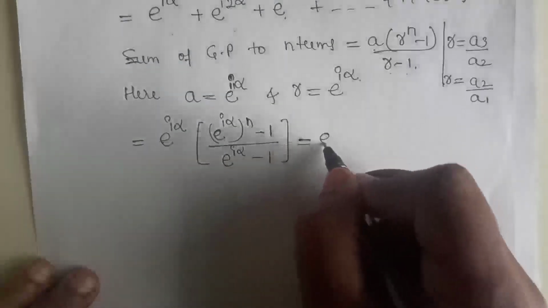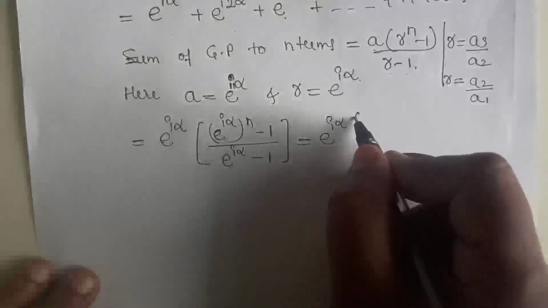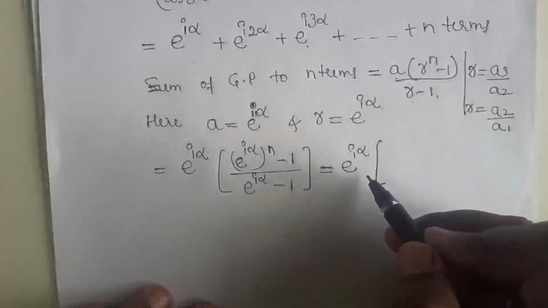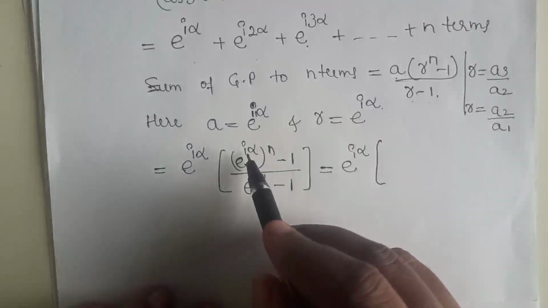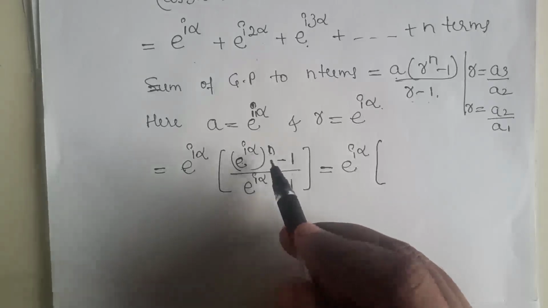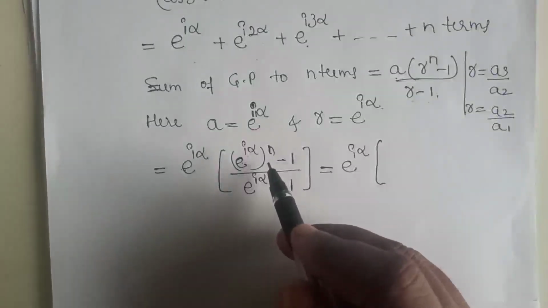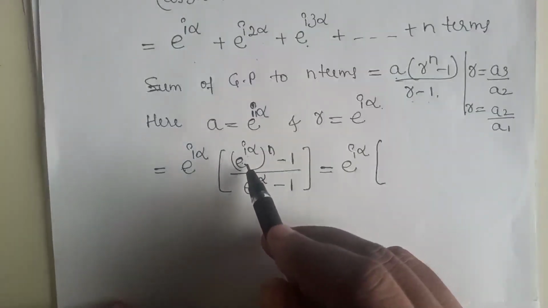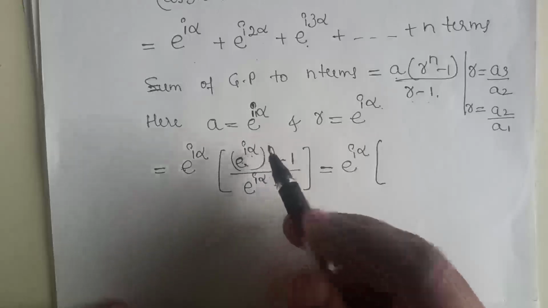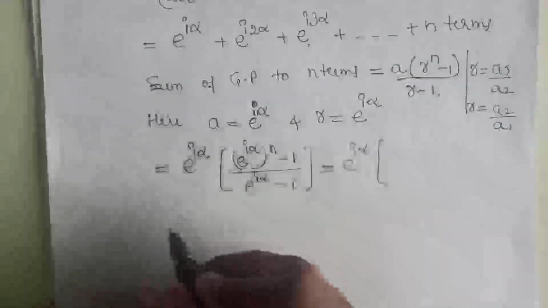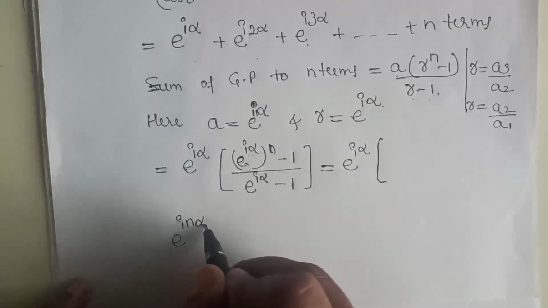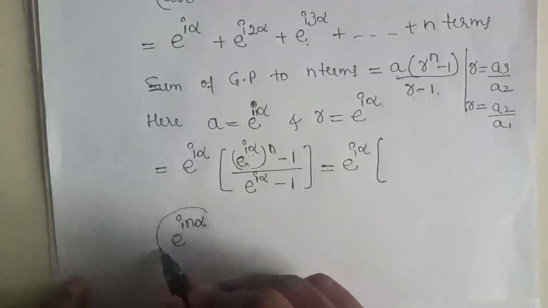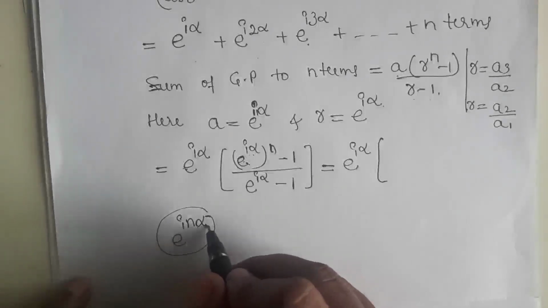Now e raised to i alpha as it is. So as I said in the last class, here first we have to multiply this n with these terms, that is e raised to i n alpha. Next, we have to take e power half of this term. On multiplying, we get e raised to i n alpha.